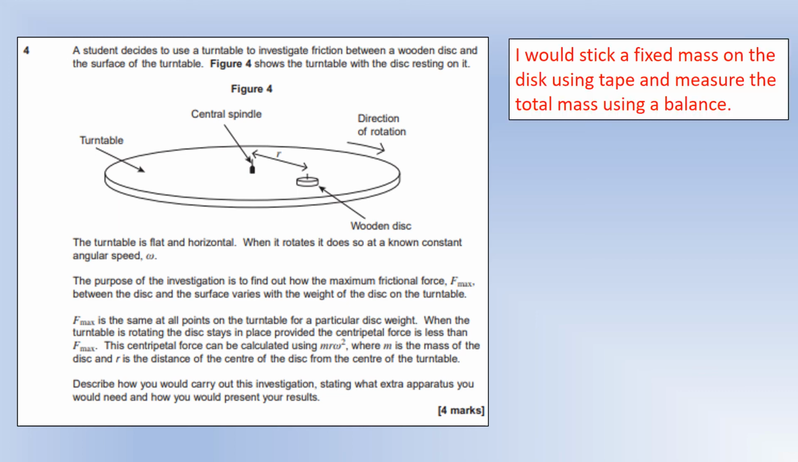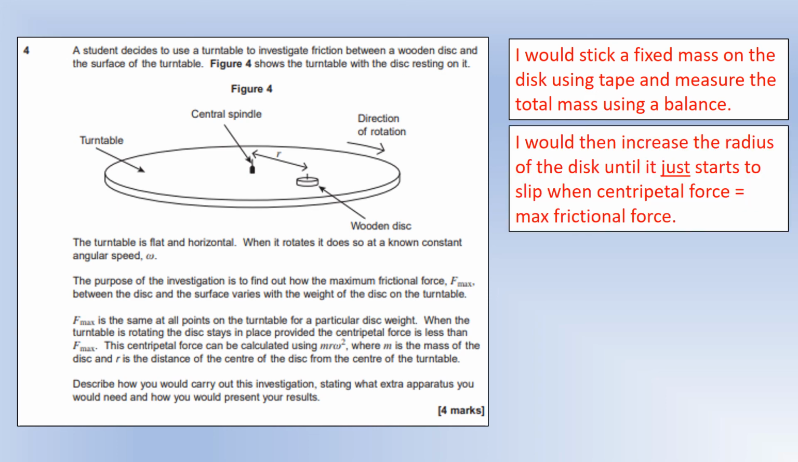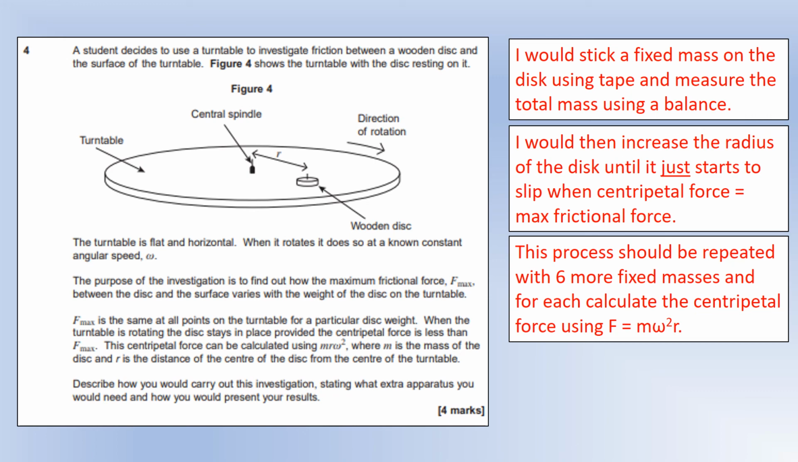So the first thing I would do is stick a fixed mass onto the disc, and we want to measure the total mass of both the disc and the fixed mass. Then I would move the disc further and further out, increasing the radius until it just starts to slip. Because at that point, we know the centripetal force is equal to the maximum frictional force. At all the radii before that, the centripetal force would have been equal to a frictional force lower than the maximum. And then once you've done that, I would repeat that process with 6 more fixed masses.